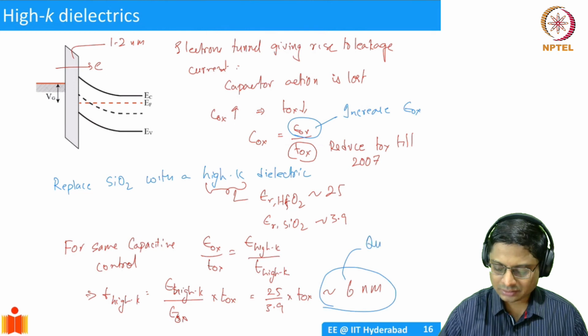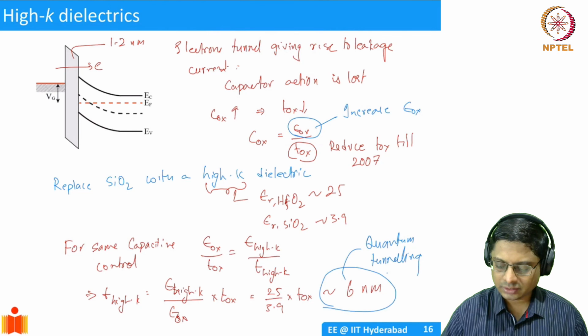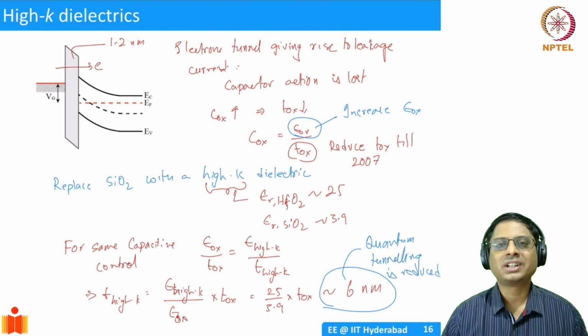quantum tunneling is avoided. Quantum tunneling is reduced, just by using a different material.